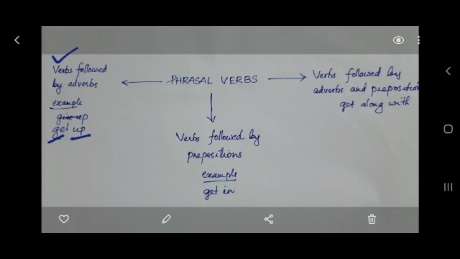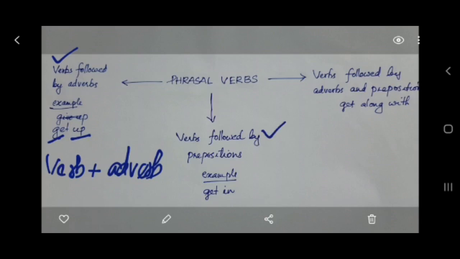Now let's write verb plus adverb. Verb plus adverb. That is the first type. And let's look at the second type.